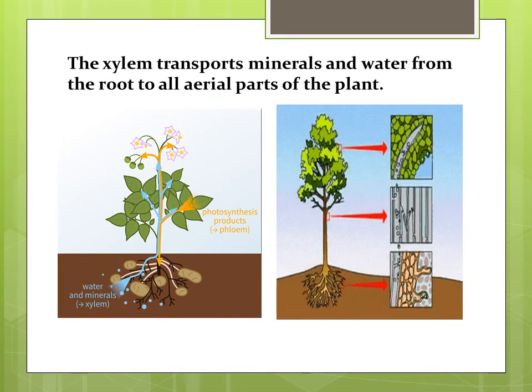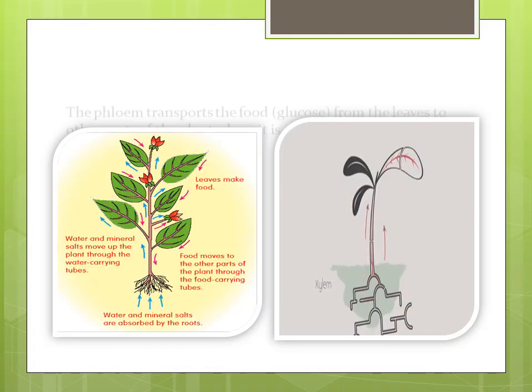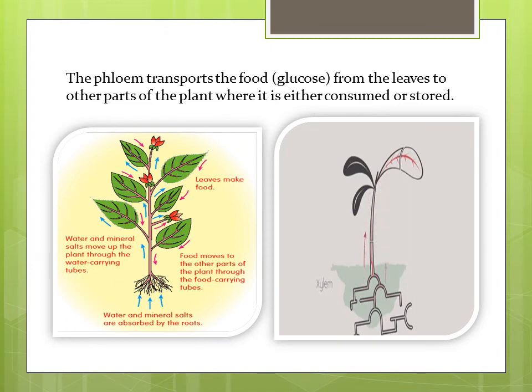Students, let us see the function of xylem. The xylem transports minerals and water from the root to all aerial parts of the plant. Let us see the function of phloem. The phloem transports the food, glucose, from the leaves to other parts of the plant, where it is either consumed or stored. Though the plants have a transport system, they do not have a separate digestive or excretory system.